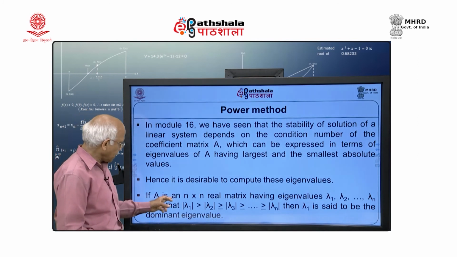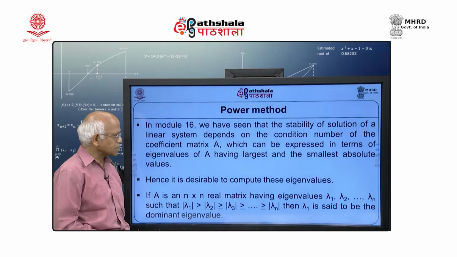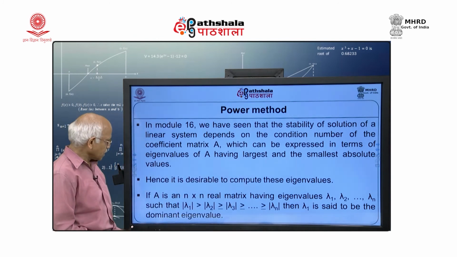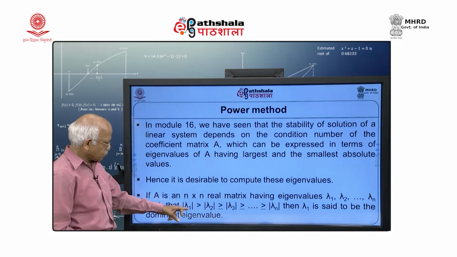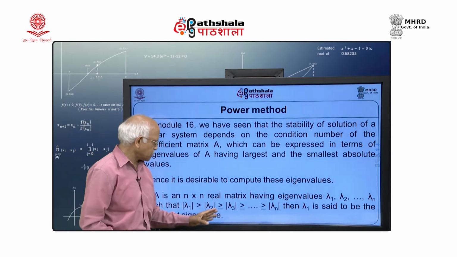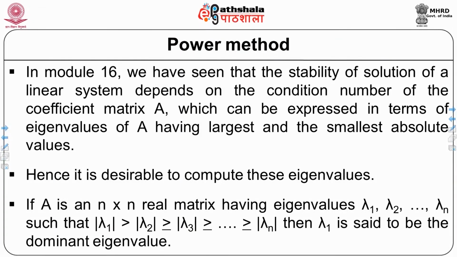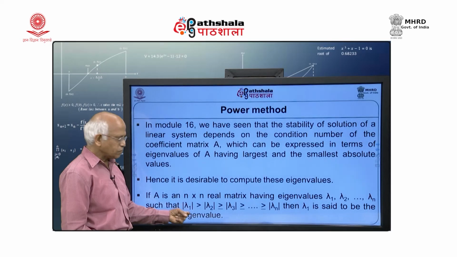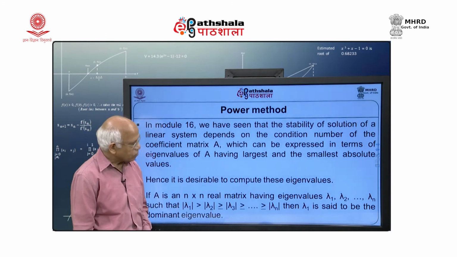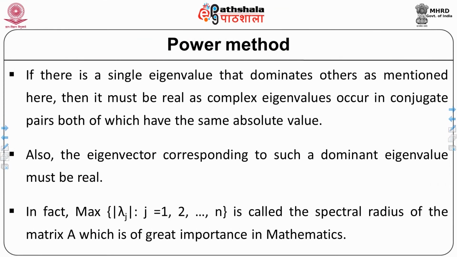Hence, if A is any n cross n real matrix having eigenvalues lambda 1, lambda 2, lambda n, we are considering that the absolute value of lambda 1 is strictly greater than all the other eigenvalues. That means we are arranging them in the order of magnitude, but that may not be absolutely necessary. What I am saying is that this is the eigenvalue with the largest absolute value, and there is only one such eigenvalue.